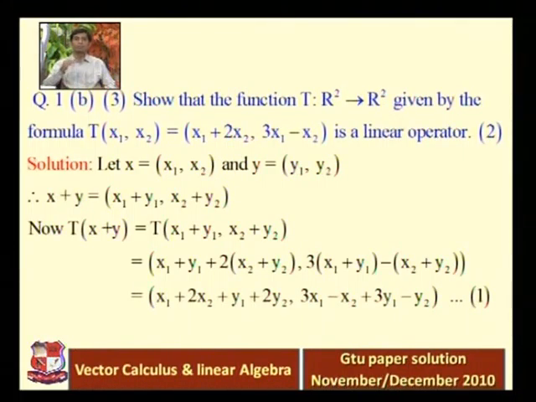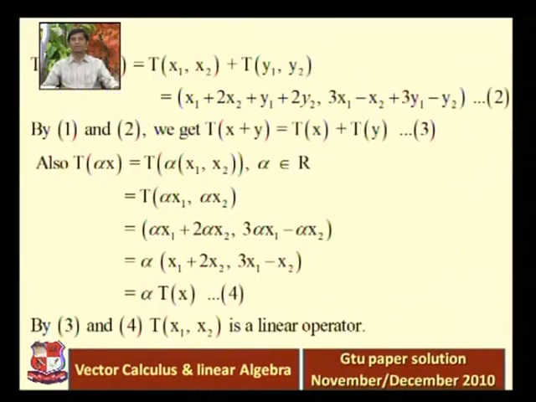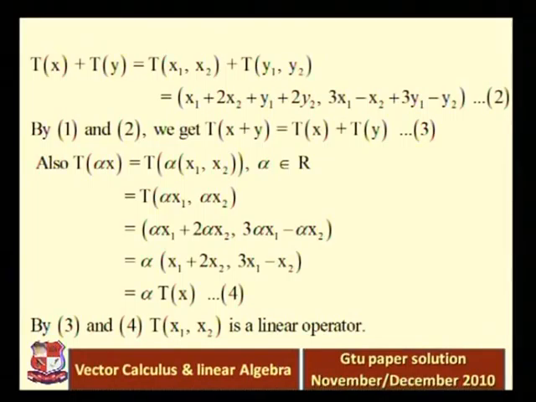So this first condition we satisfied, that T of x plus y is equal to, okay, now we want to find T of x plus T of y. This is the first equation. Try to prove T of x plus T of y. So T of x plus T of y is equal to T(x1, x2) plus T(y1, y2), that is equal to (x1 + 2x2 + y1 + 2y2, 3x1 - x2 + 3y1 - y2). Second equation. So by 1 and 2 we get T of x plus y is equal to T of x plus T of y. So third equation: from 1 and 2 you can see that T of x plus y is equal to T of x plus T of y.